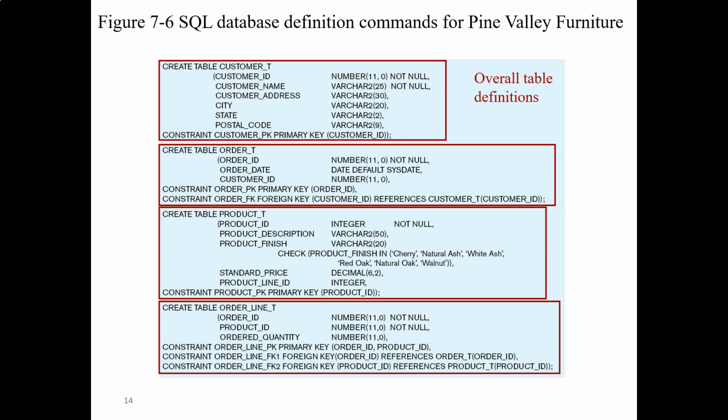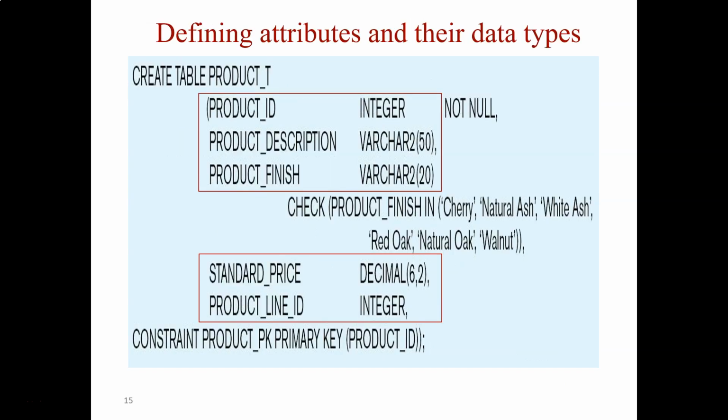Let's zero in on some of these statements to learn how the create table command works. Let's first focus on the commands for creating the product table here. The command starts with the keyword create table, followed by the table name product_t. It is important to remember that no 2 tables in the database should have exactly the same table name.